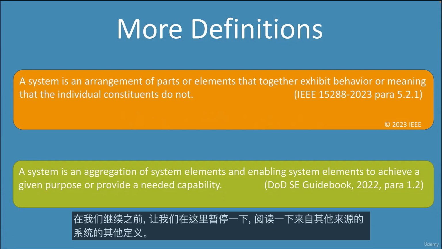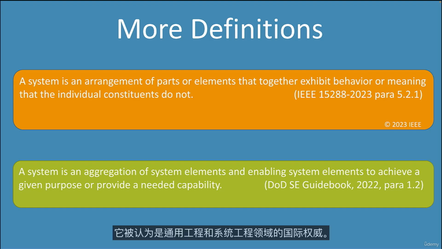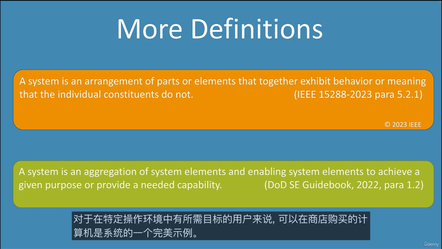Before we continue, let's pause here and read over these additional definitions of a system from other sources. IEEE is considered an international authority on the subject of both general engineering and systems engineering. Notice that each of these definitions is telling relatively the same story, that a system is some entity, usually human-made, that was created to execute some mission for a user that has a desired goal in mind, through a specific operational environment.